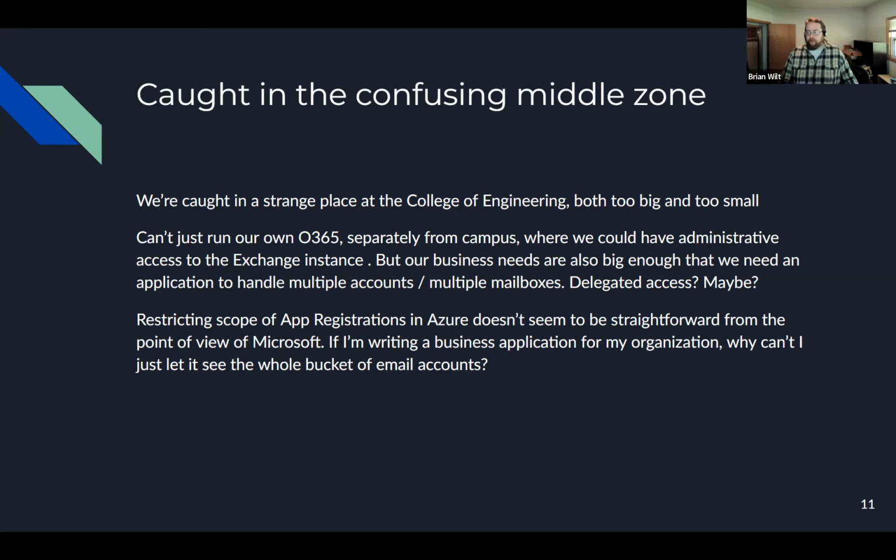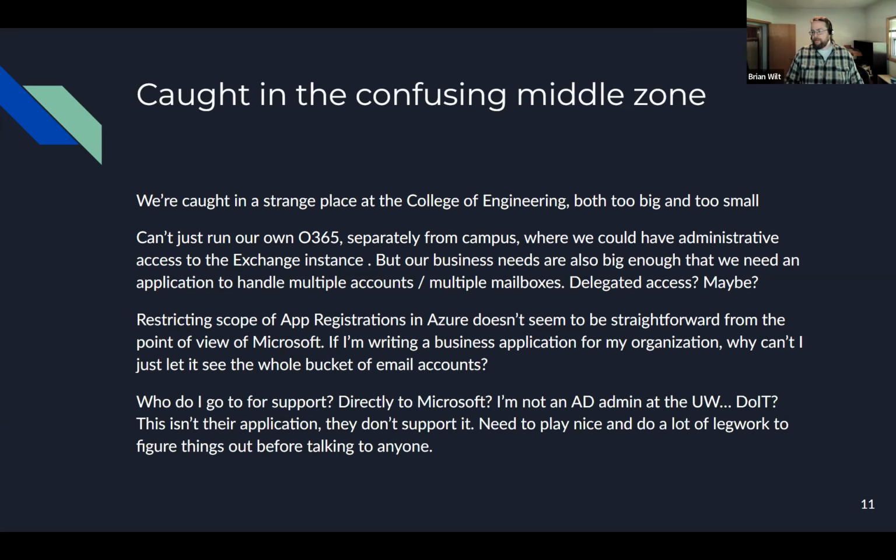Restricting the scope of the app registrations isn't particularly straightforward. It's not something that the web portal allows me to do. It's something that the O365 admins found they could do and did for me. So from the point of view of Microsoft, they would sort of assume that if I belong to some company or an organization and I'm writing a business application, why wouldn't I also be the admin and just let it see any email address that I would need to let it have access to?